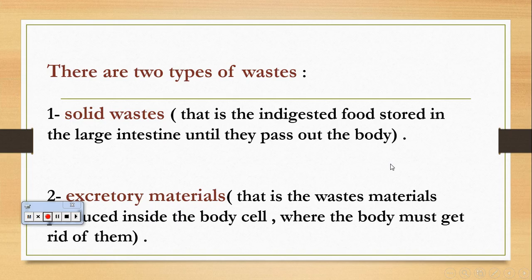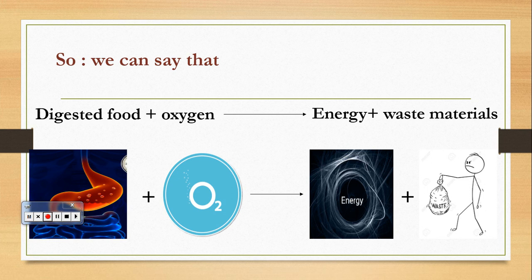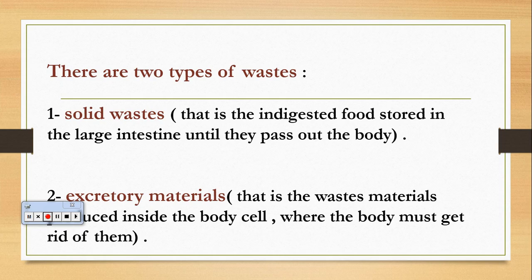Okay. So there are two types of wastes. We can say that when we get oxygen during breathing, and we have digested food, we get energy and release wastes. Okay? So there are two types of wastes. Do you remember? I told you before. Solid wastes and excretory materials.